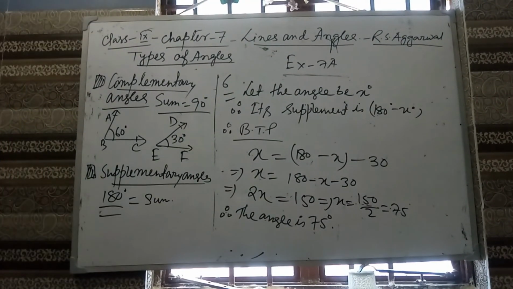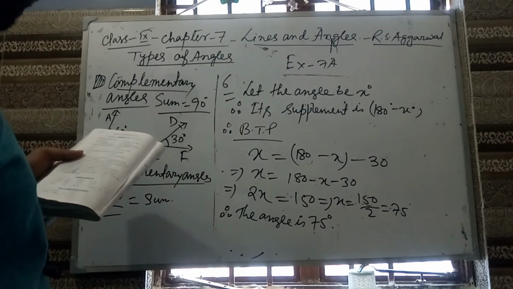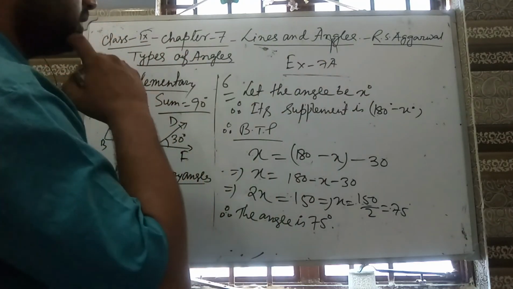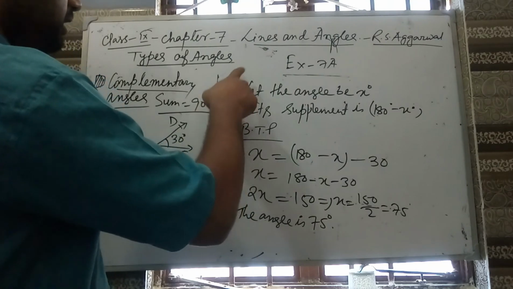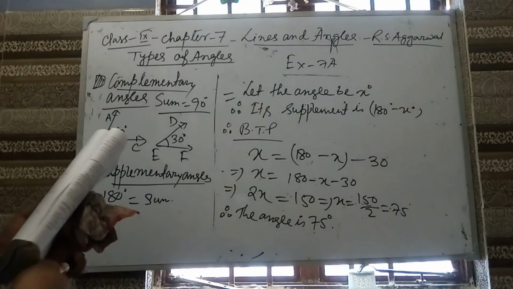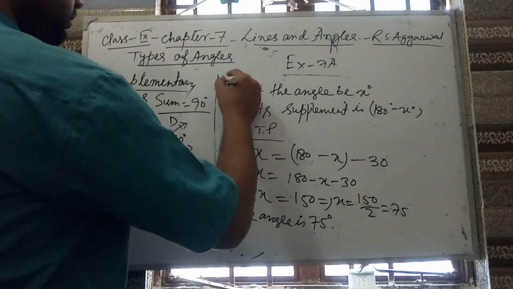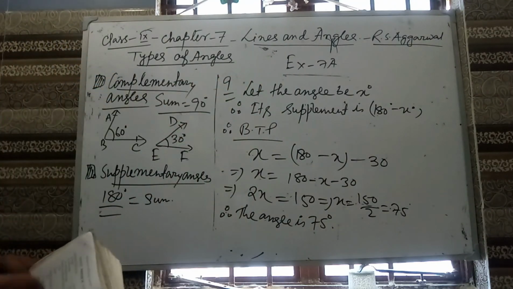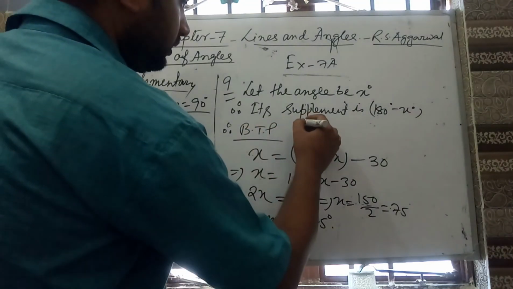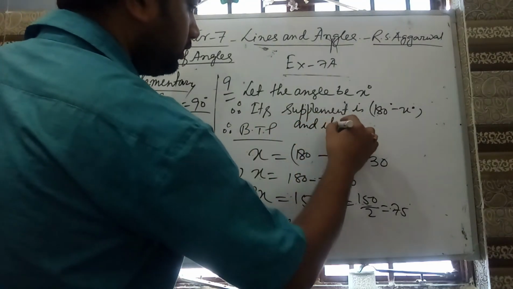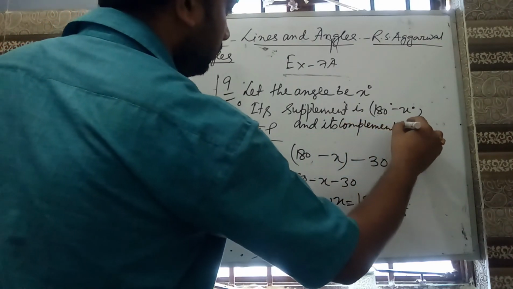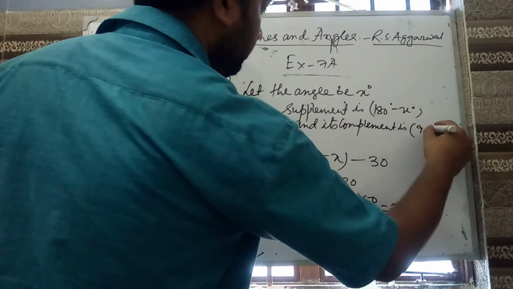What is given in question number 9? Find the angle whose supplement is 4 times its complement. Okay, so let the angle be x degrees. Keep the first line as it is. Question number 9. Let the angle be x degrees. Therefore, its supplement is 180 minus x degrees, and its complement is 90 minus x degrees.